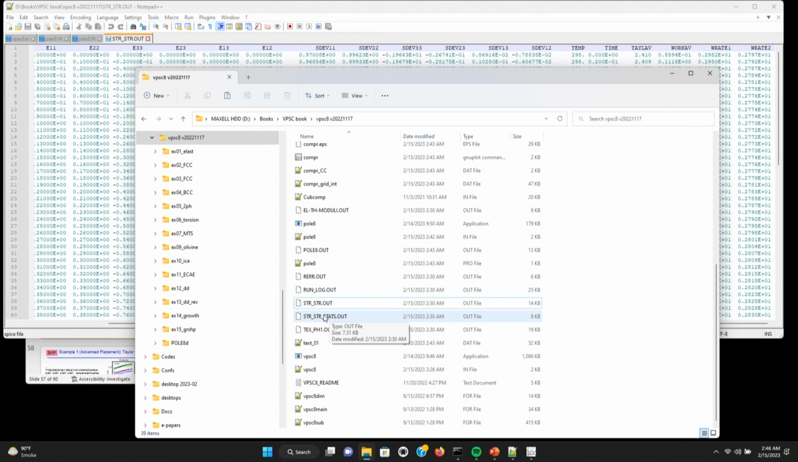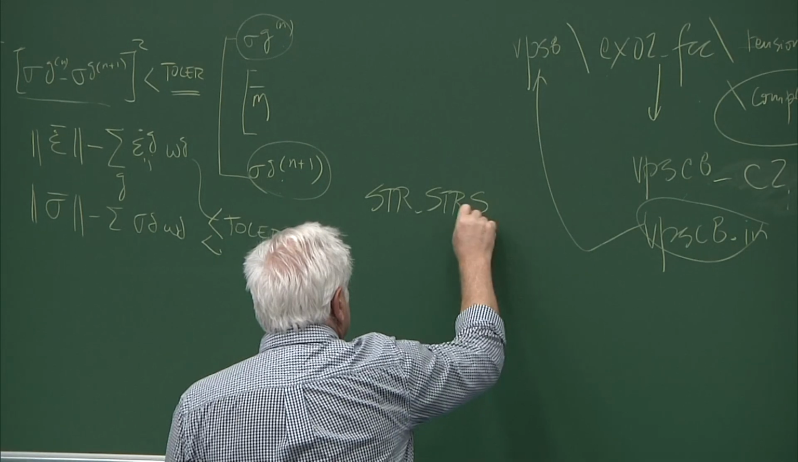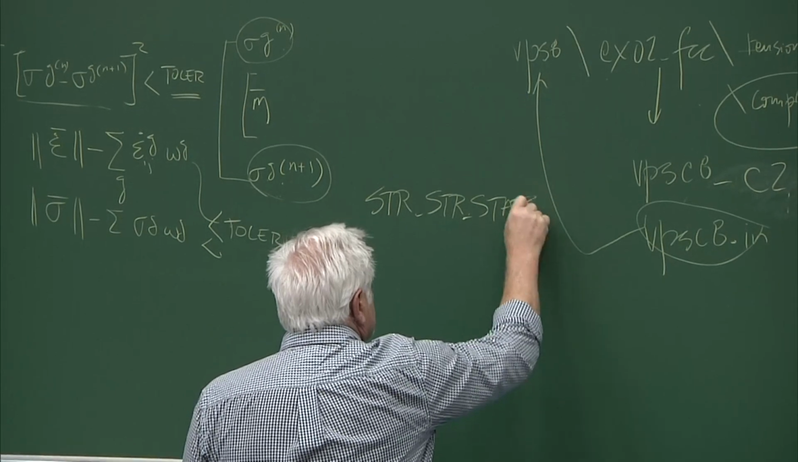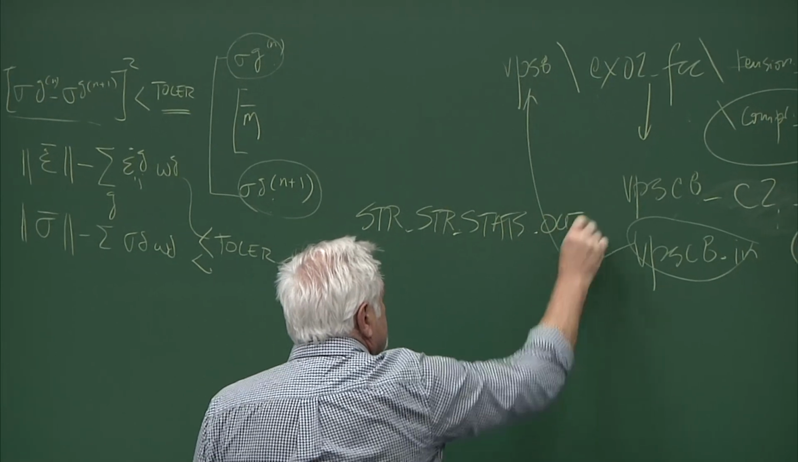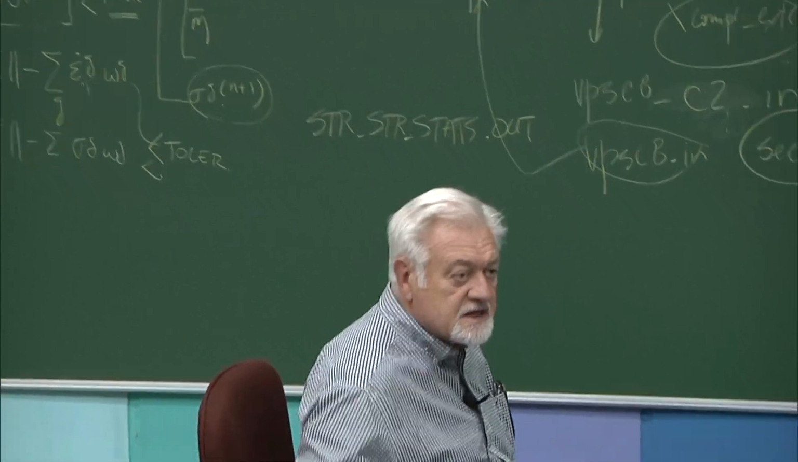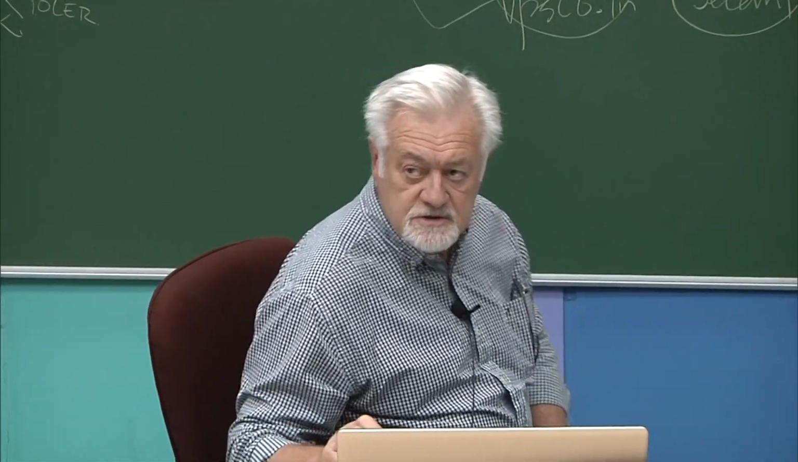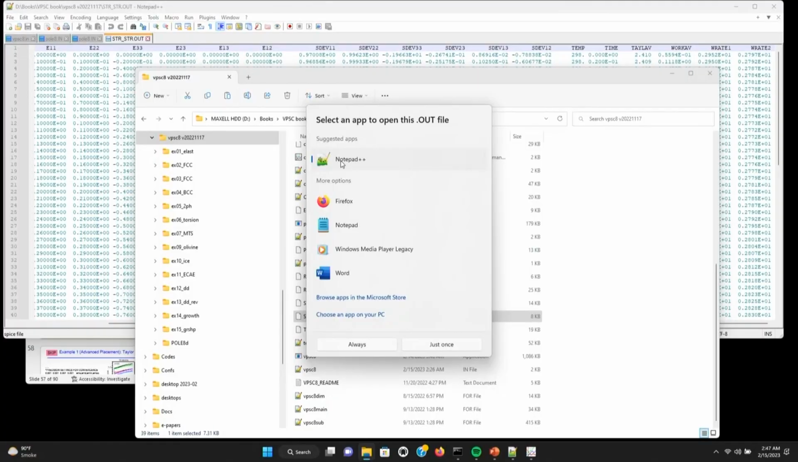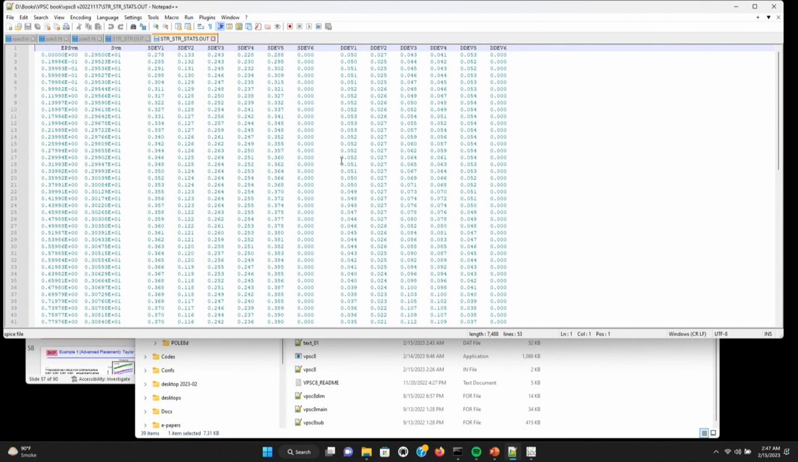This one, stress strain stats dot out. These are the standard deviations. These are the standard deviations in the components of stress and strain. So, as I said, there are five components that are independent, and we are going to see this representation, how we define those five components. We are going to see that later today.